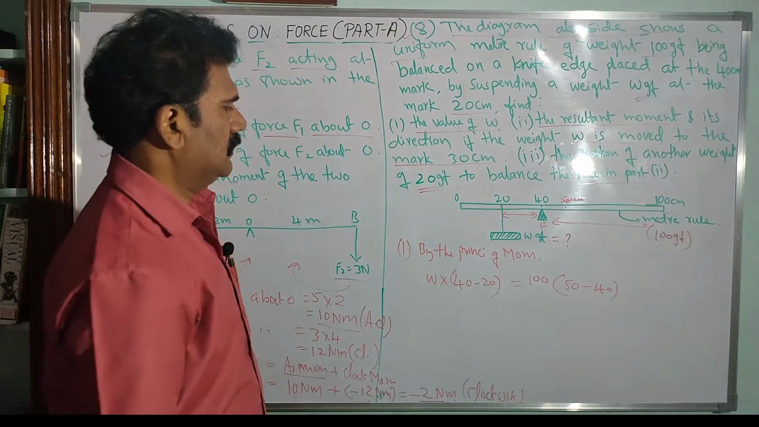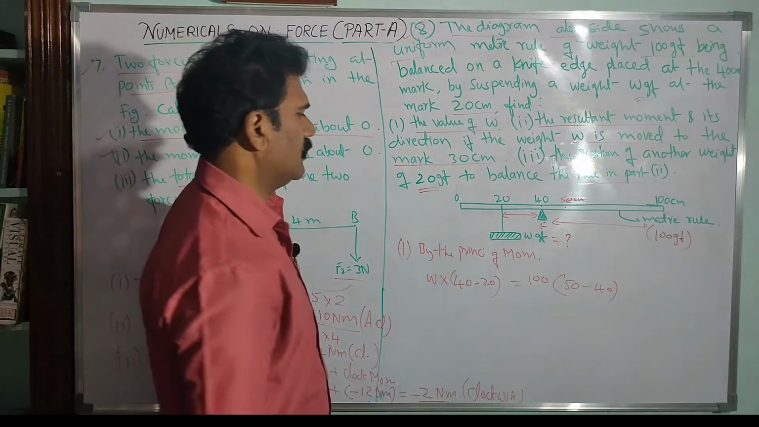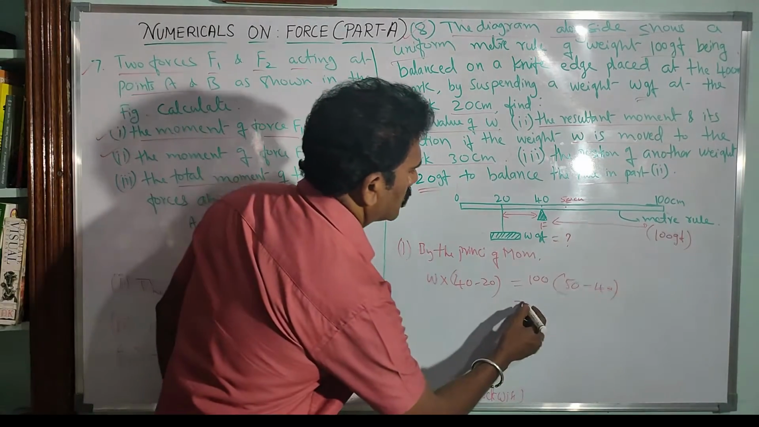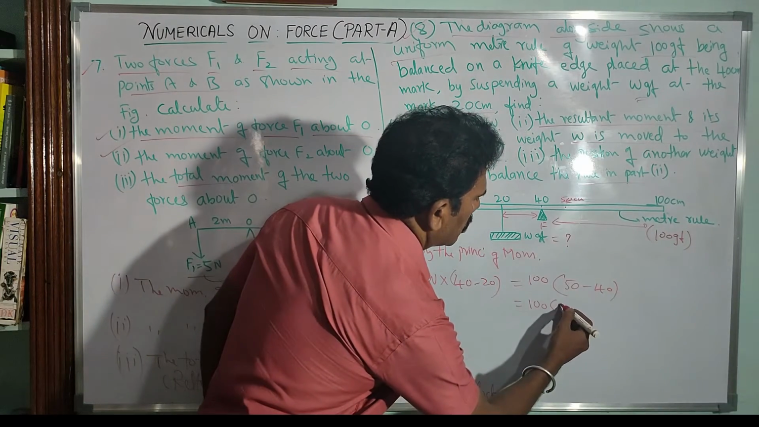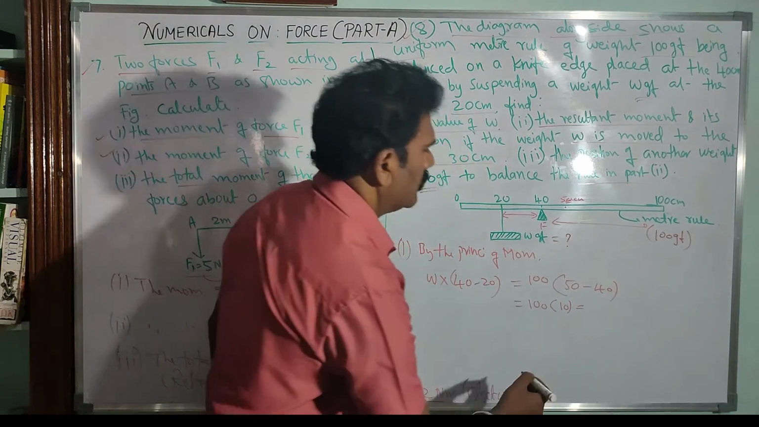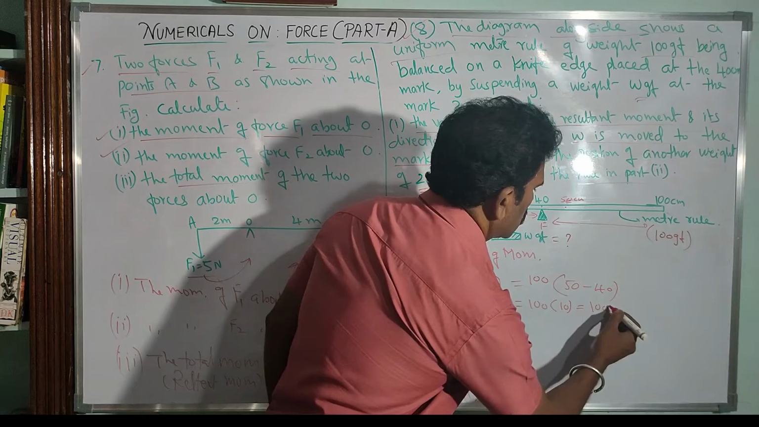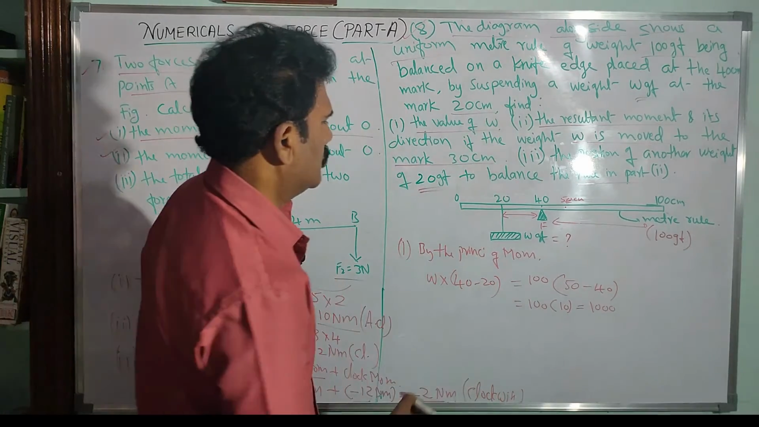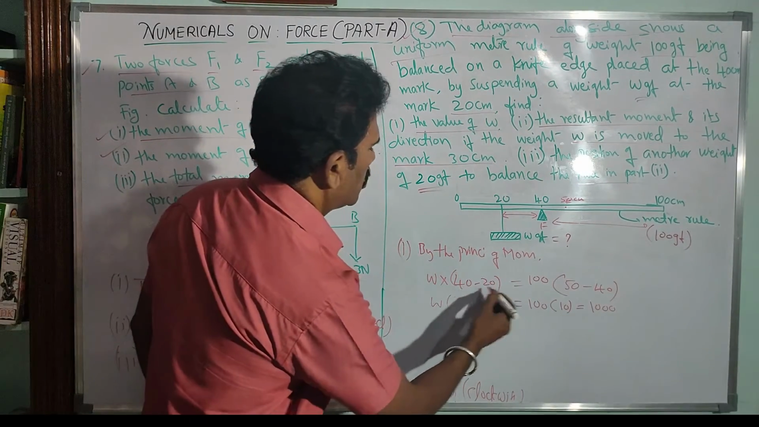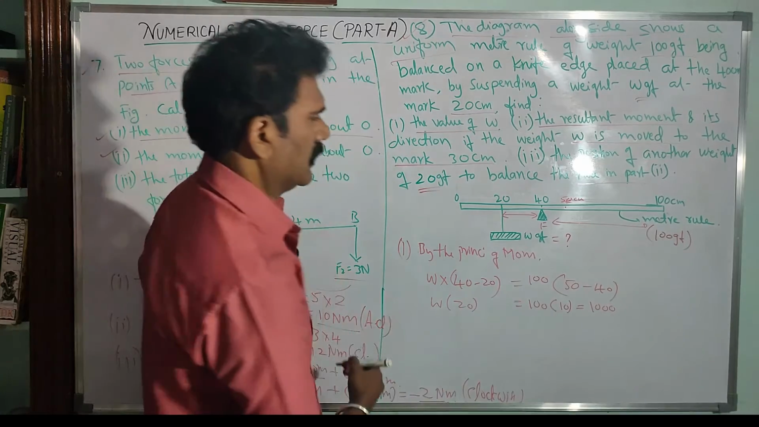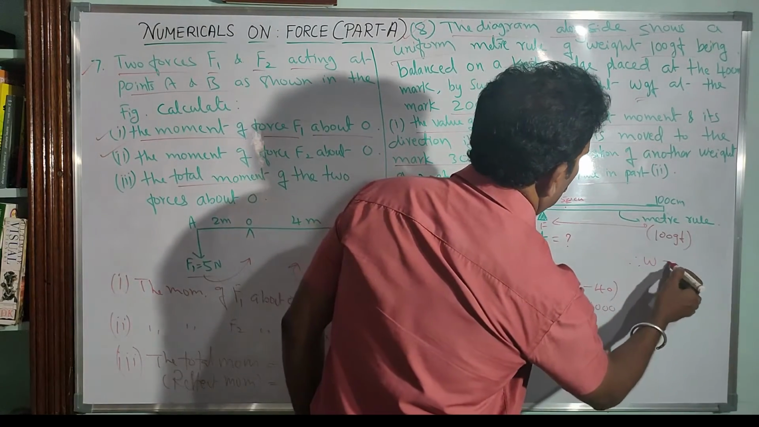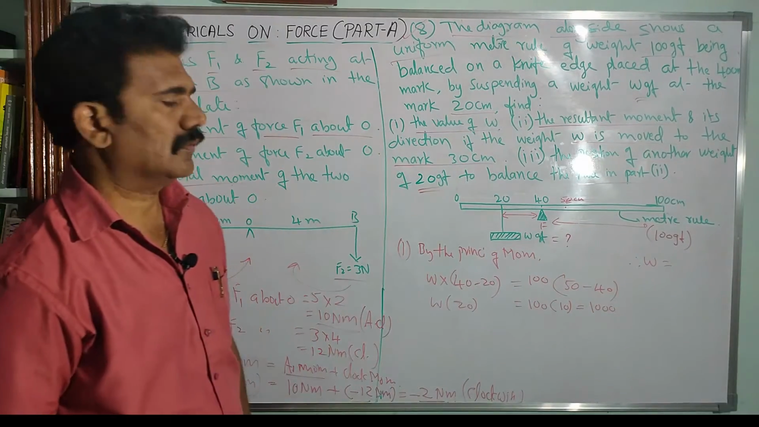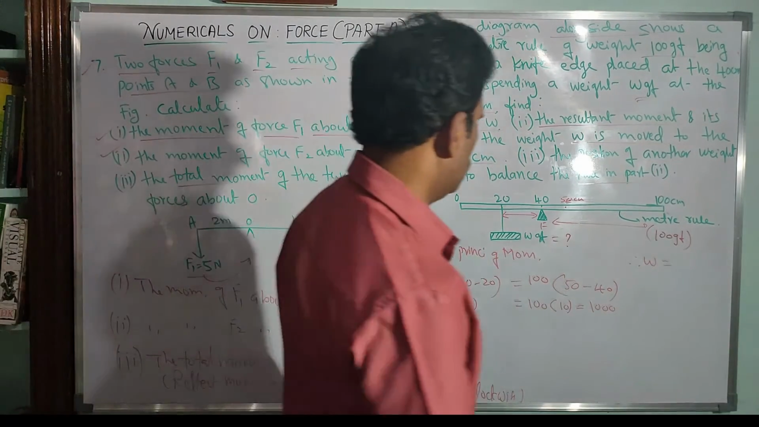Clear? Now find out the value of W. W into 40 minus 20 is equal to 100 into 50 minus 40, which is 10, equal to 1000 on this side. So W into 20 is equal to 1000. Therefore, what is the value of W? W is equal to 1000 by 20.